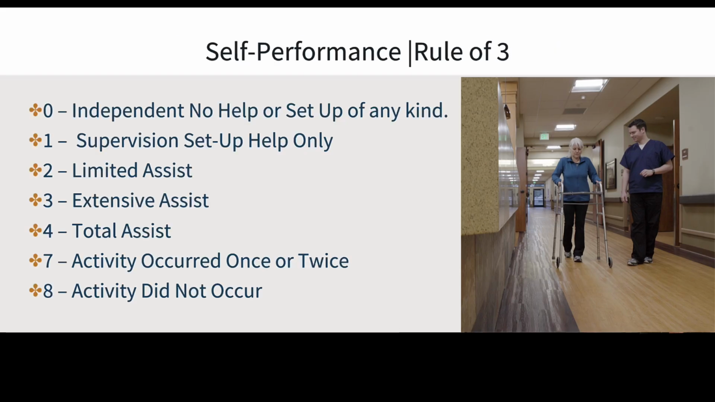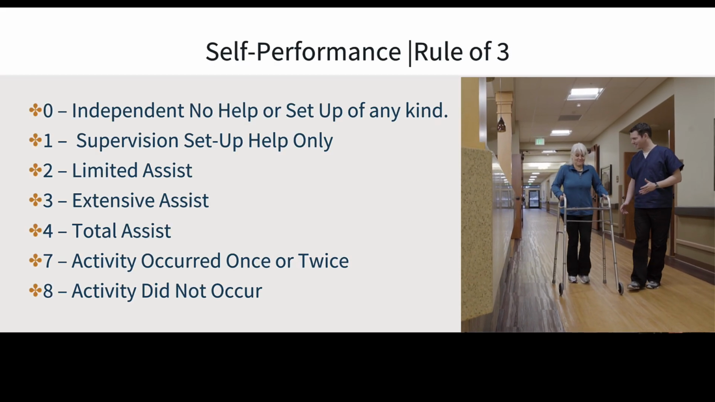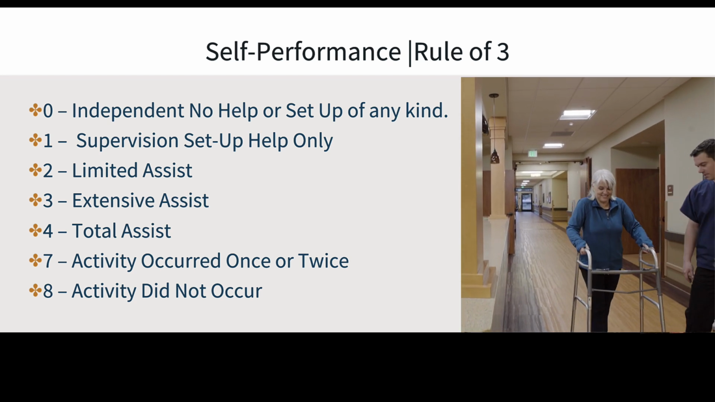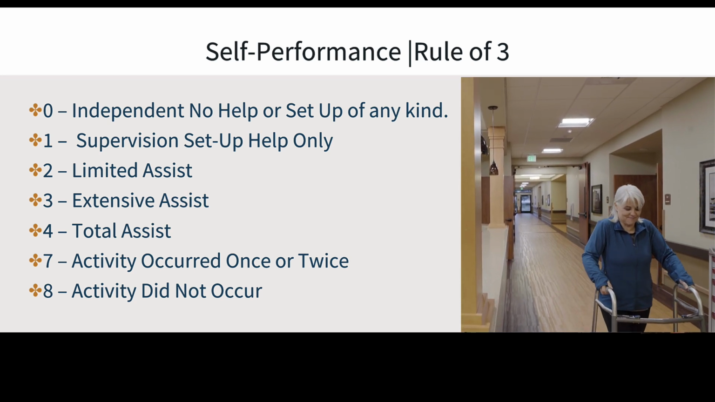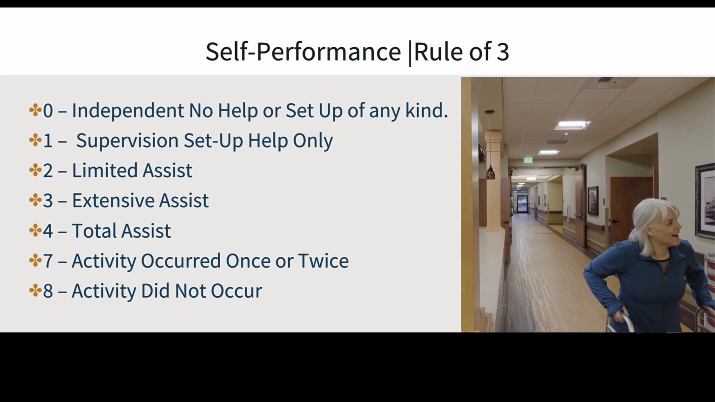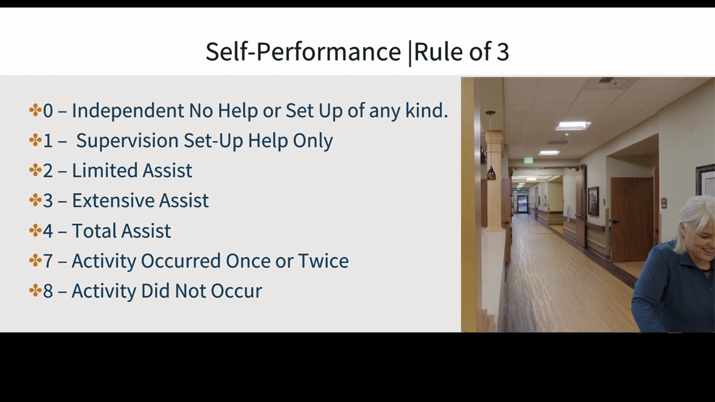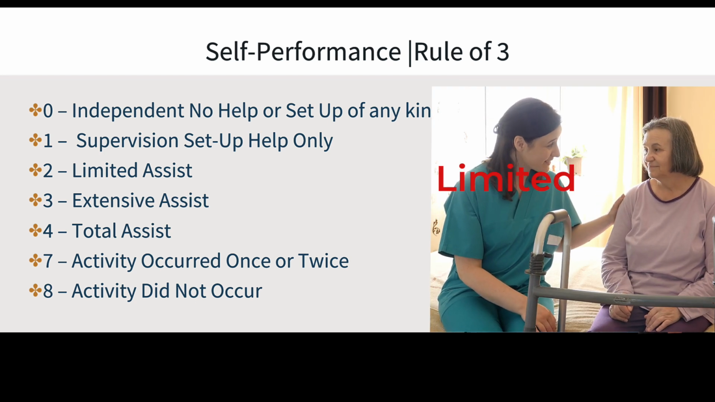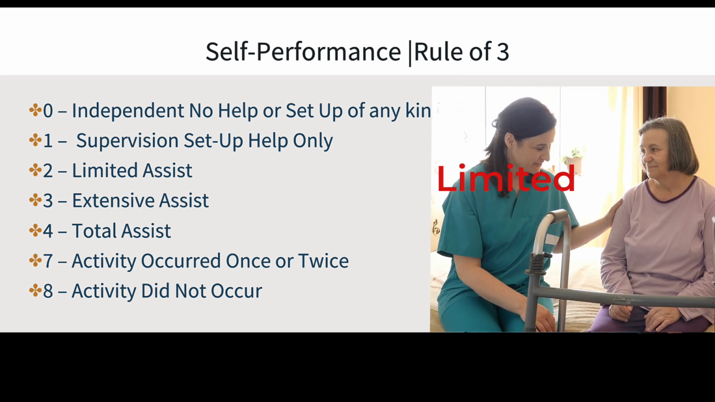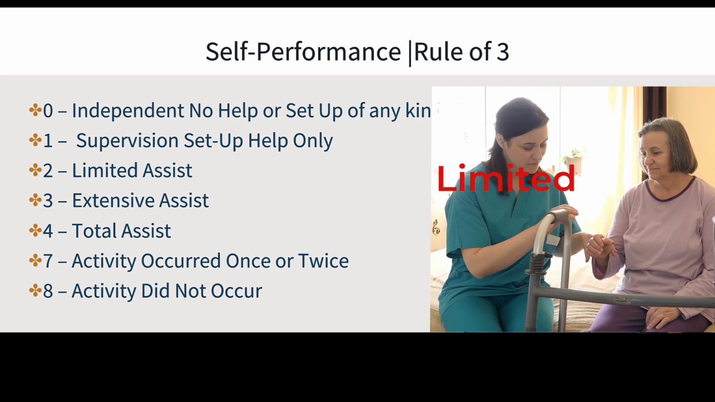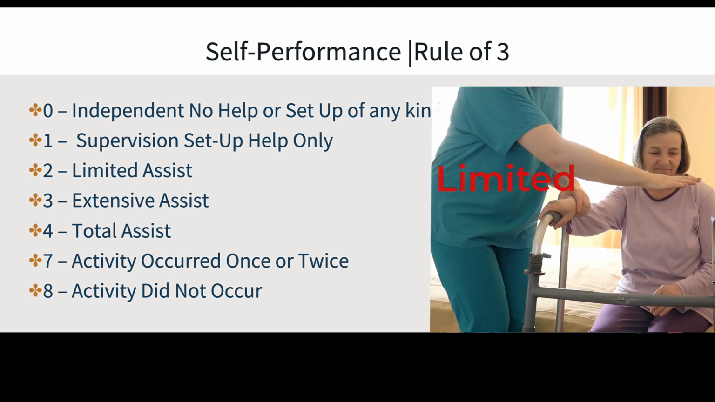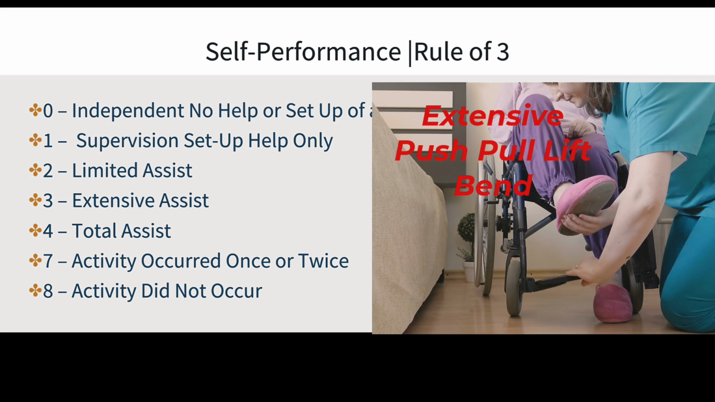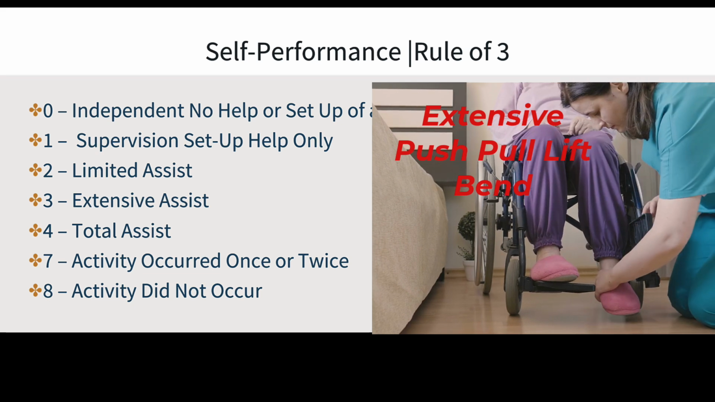And we're going to start with independent. Independent means no help at all. So that means your patient was able to do everything on their own. Supervision is the code 1. It means set up help only. And then we have limited assist, which is guided movement. Extensive assist, which is weight bearing. We use our muscles to push, pull, lift, or bend. And 4 is total assistance.